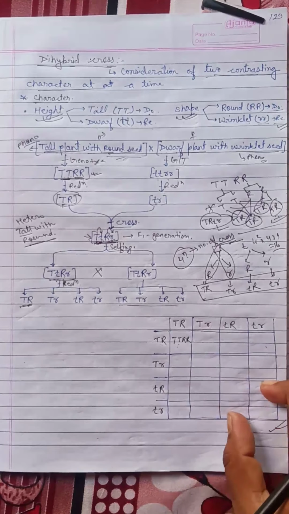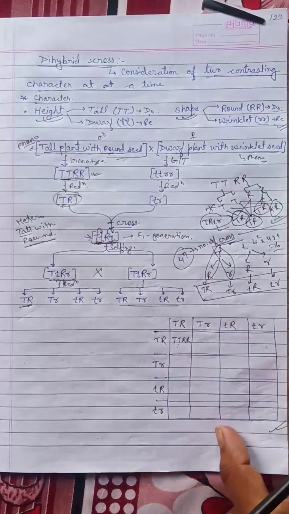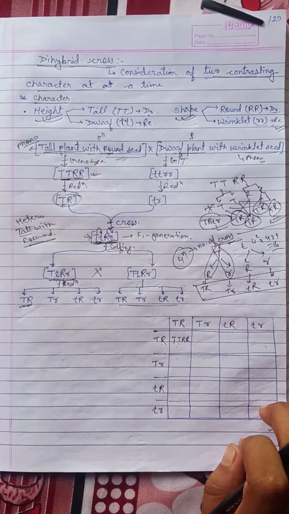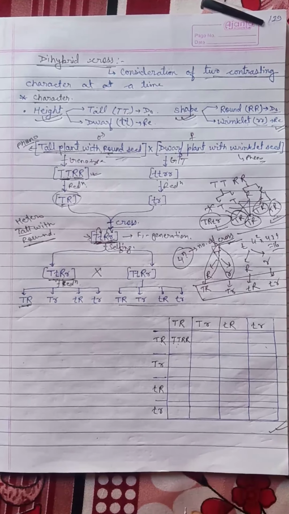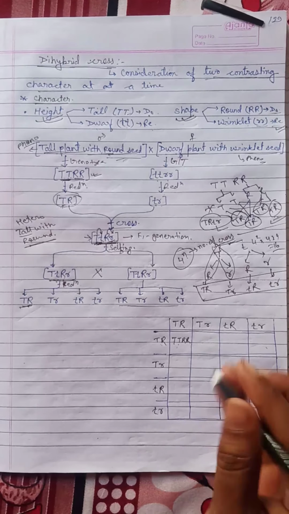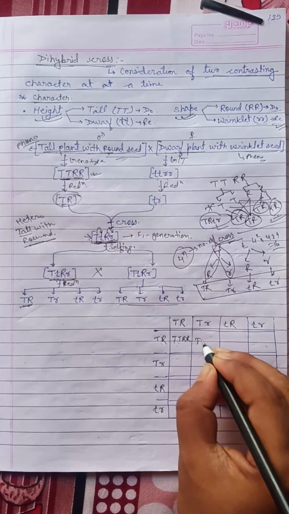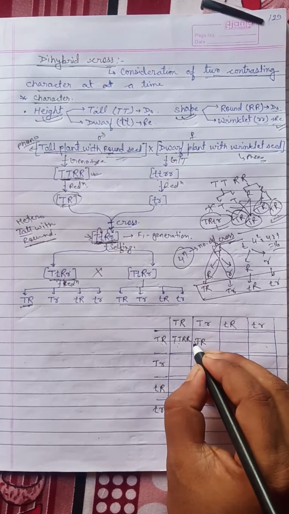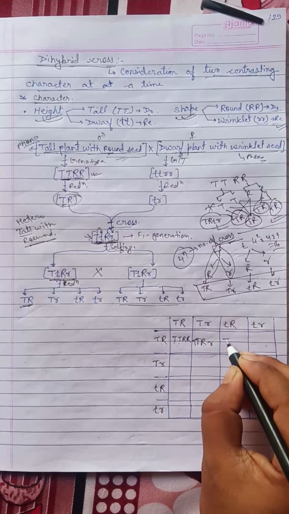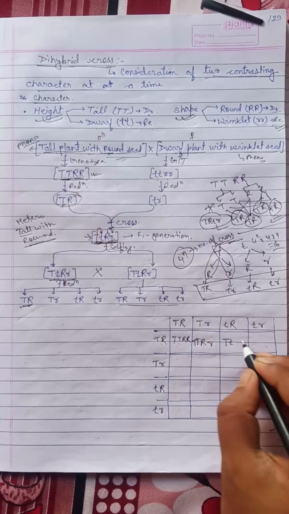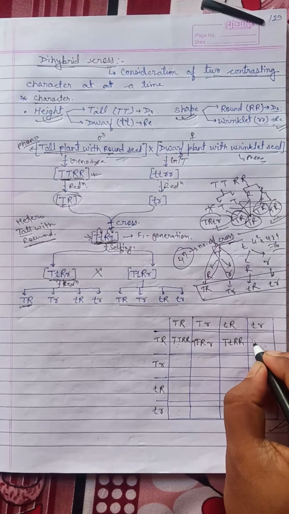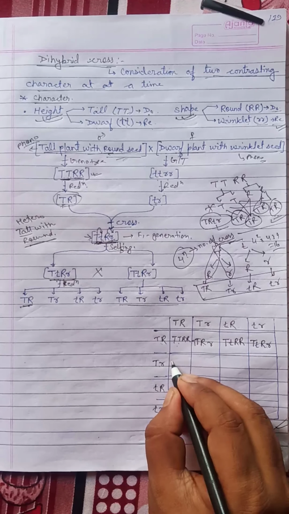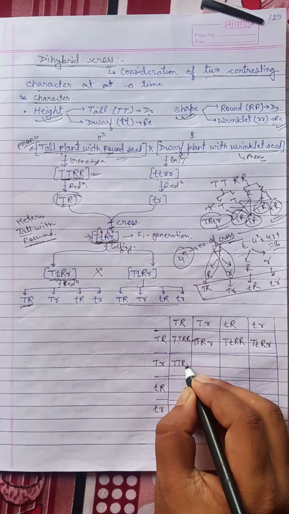So fill these 16 boxes totally. After that we will discuss here. You can also write in your notebook. Okay, I'm doing my job, I'm doing my own box. So it is capital T, capital T, capital R, small r. It will be capital T, small t, capital R, capital R. It will be capital T, small t, capital R, small r. It will be capital T, capital T, sorry, capital R, small r.